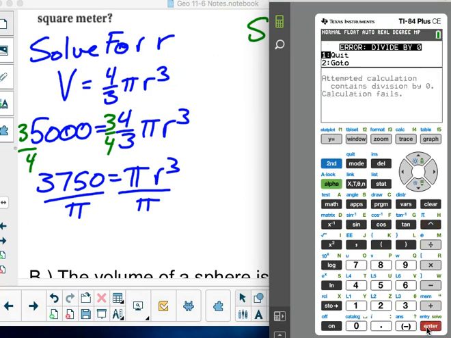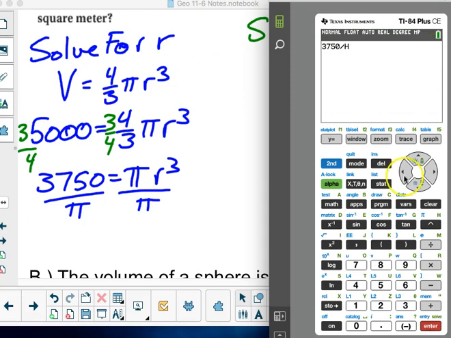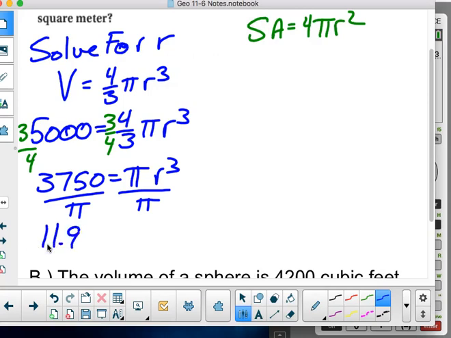Now, oops, what did I do? Ooh, pi, not h. Oops, pi. So now hit that, and I get 1193.662. 1193.66 stuff in my calculator equals r cubed.